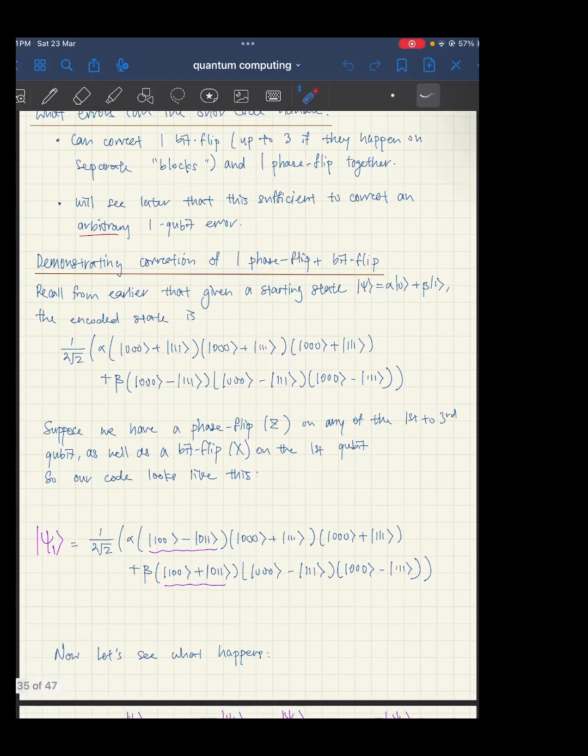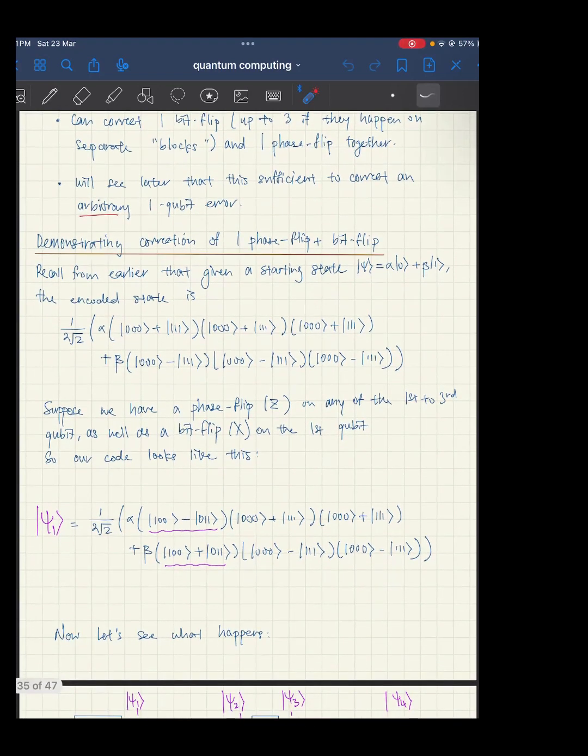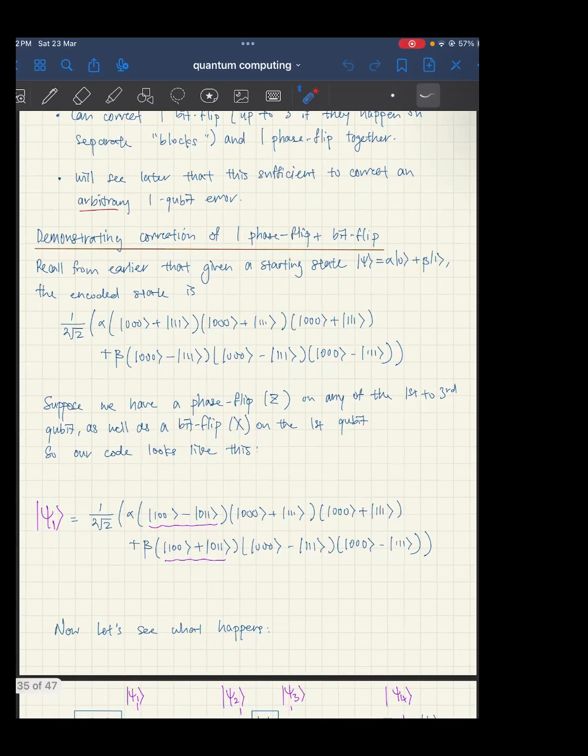And when we send it through the noisy channel, for a bit flip, let's say it happens on the first qubit. So the resulting code will look like this. We have the 0 changed to a 1 and the 1 changed to a 0 over here. And for the phase flip, since this state is entangled, any phase flip on the first to third qubit will change the sign from a plus to a minus and a minus to a plus over here. So after the noisy channel, the state looks like this with the differences highlighted in purple.